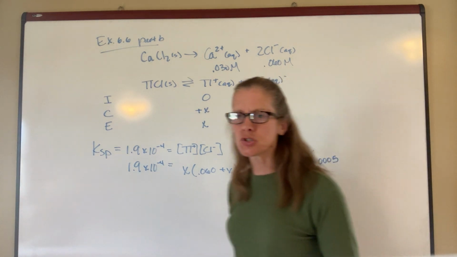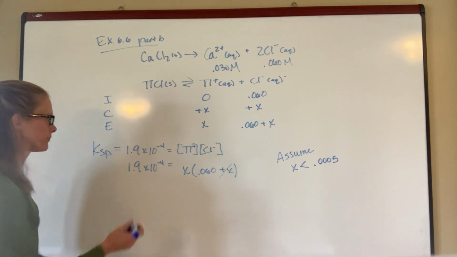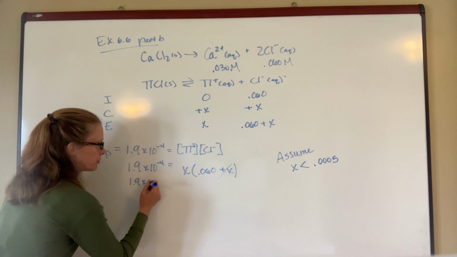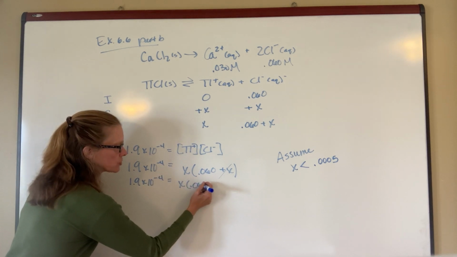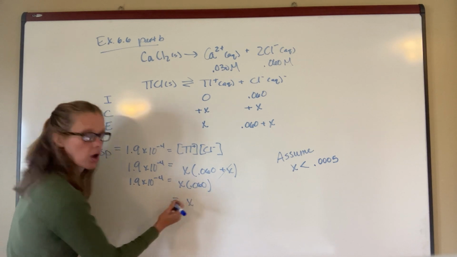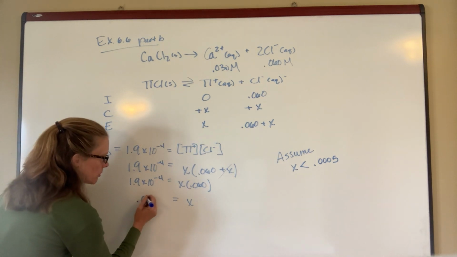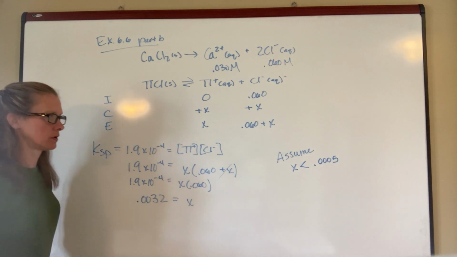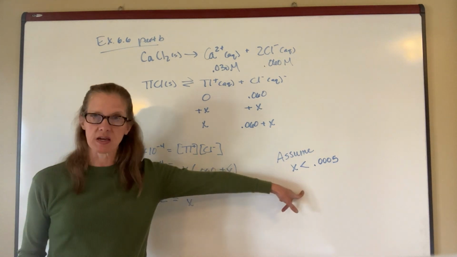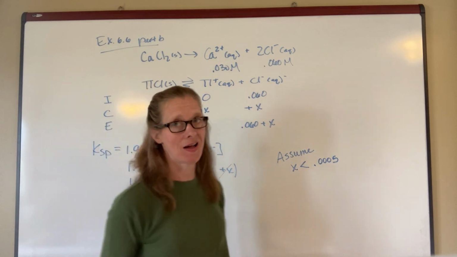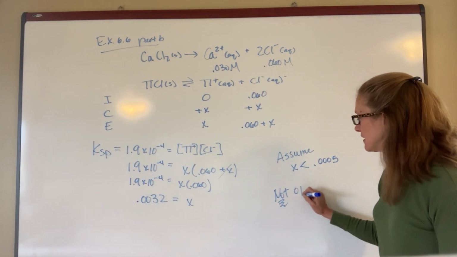Okay, so let's assume that I drop that out of there. When I do that, 1.9 times 10 to the minus 4 equals x times 0.060. And when I solve for x now, I end up with 0.0032. Is my assumption okay this time? Is this number smaller than this? It is not smaller than this. So now my assumption is absolutely not okay.